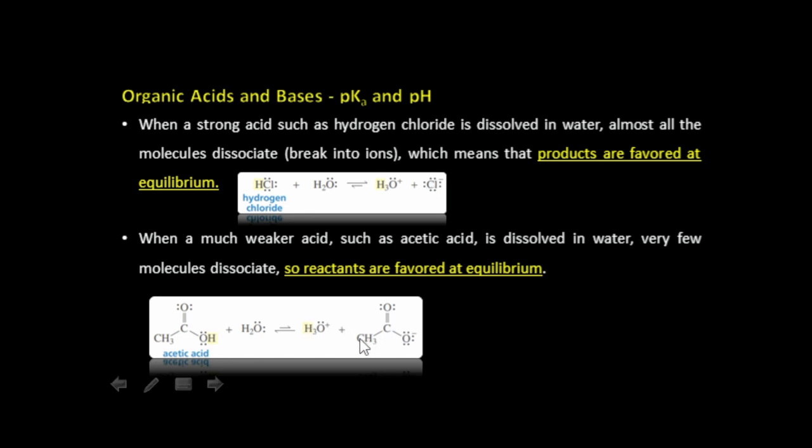Here see the second reaction. This is acetic acid, which is considered a weak acid. Why is it considered a weak acid? See the equilibrium arrow, it is shifted towards the left. Only very few molecules dissociate, so the reactants are favored at equilibrium, and products are not favored. Why do we have to understand this? Then only can we speak about the strength of acids.